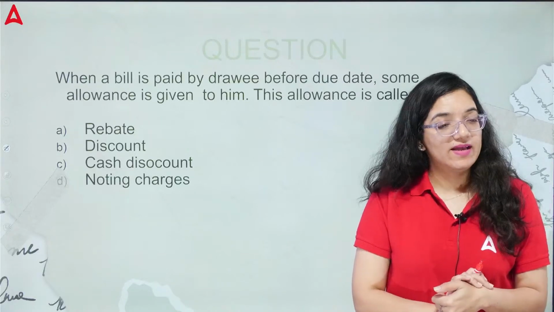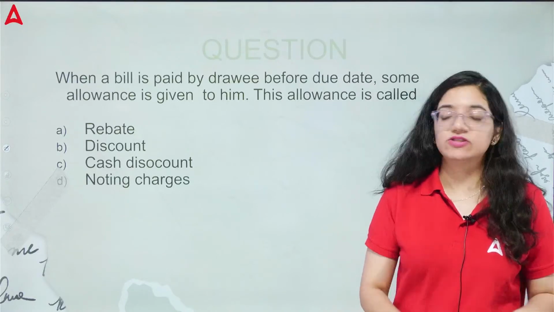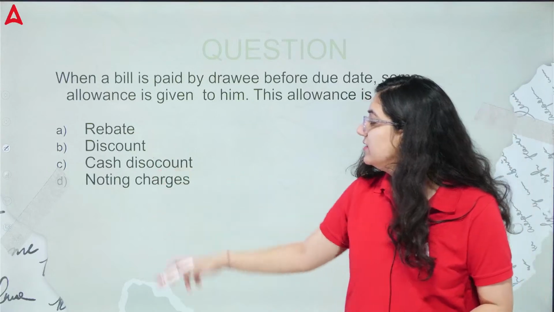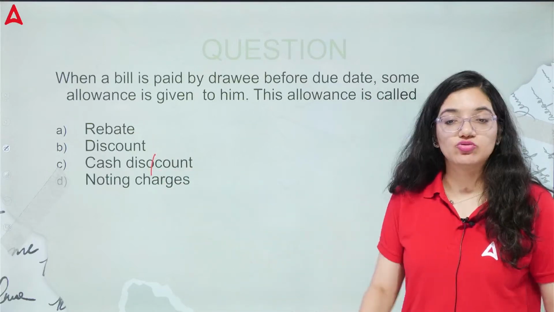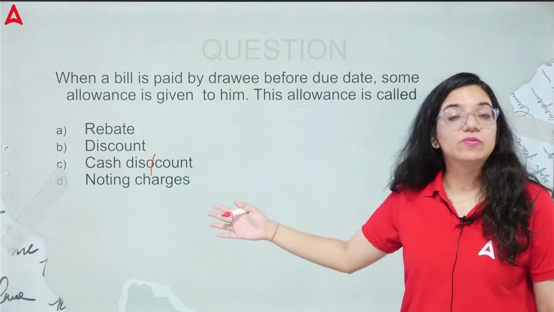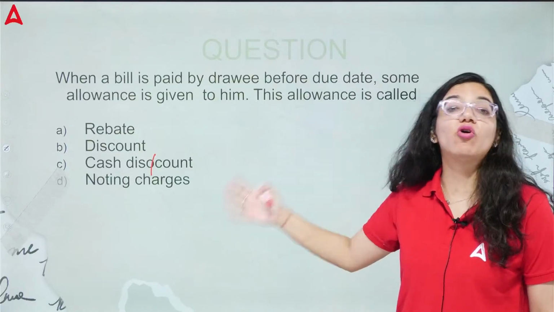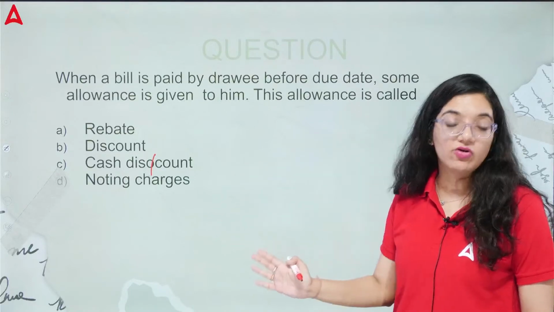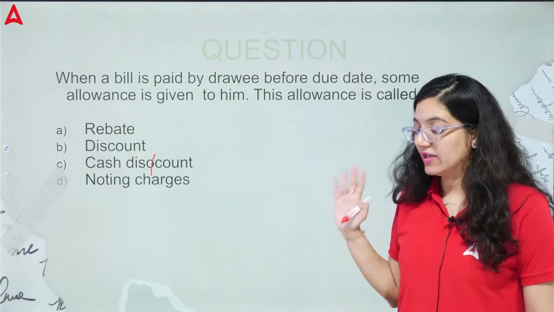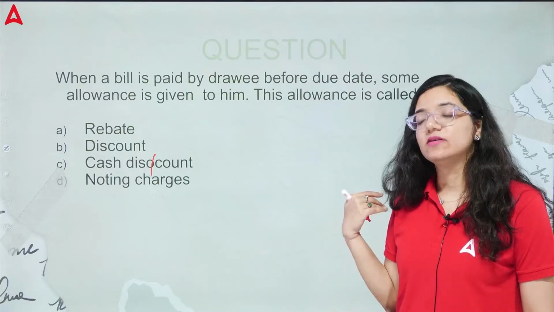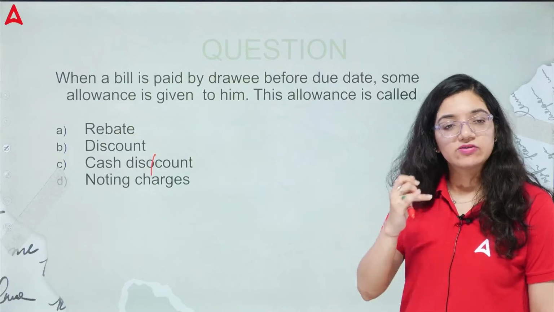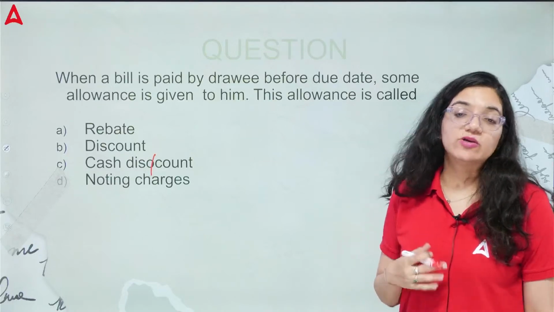Rebate, discount, cash discount. Then come noting charges. Noting charges arise when a particular person is not paying. There is a dishonor. In case of dishonor of a bill, one has to go and acknowledge it to the notary, saying that the particular person has disobeyed in terms of making the payment.